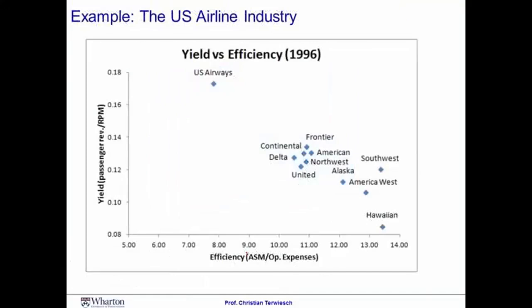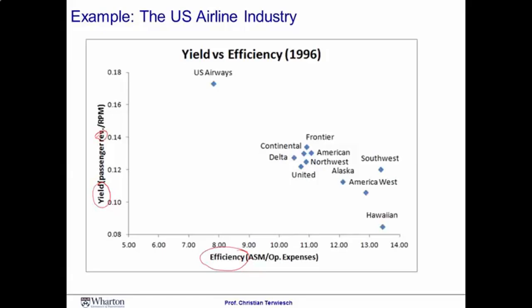Now it's time to look at a specific example. What I've shown on this graph is data from the US airline industry, and I plot here on the x-axis the efficiency of the carriers as measured by the ratio between the travel miles that they provide relative to their operating expenses. I also measure on the y-axis a number that is called the yield of the airline, which takes the ratio between the miles of travel service provided by the airline relative to the revenue.